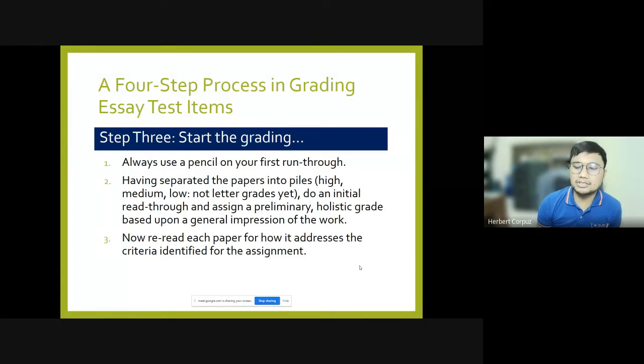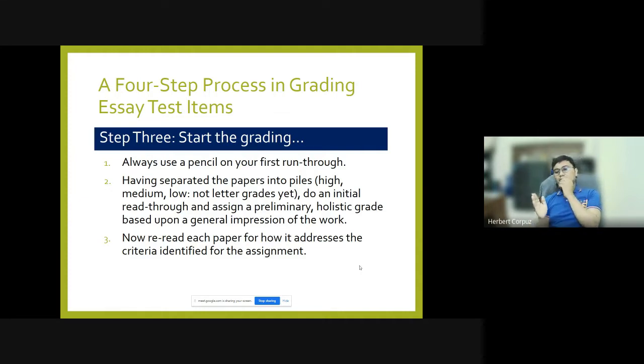Always use a pencil on your first run-through. Okay, kasi pwede magbago yung score nila kapag mag-norm reference ka. Having separated the papers into piles, high, medium, low, not letter grades yet, do an initial read-through and assign a preliminary holistic grade based upon a general impression of the work. So, maglagay ka muna ng initial score mo dun sa work nila, nung na-identify mo na yung high, medium low, medium high, and others.